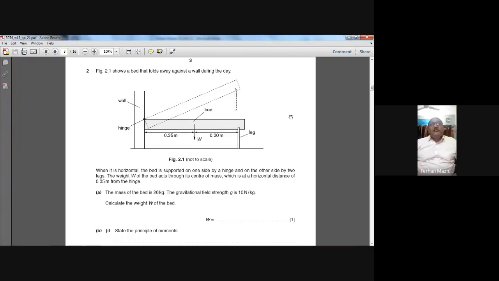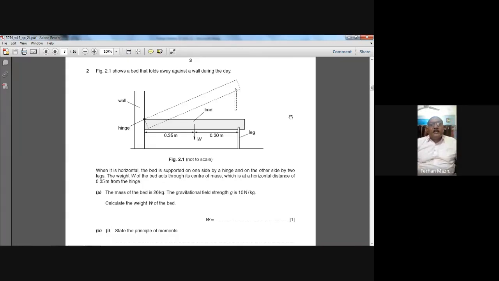acts through its center of mass, which is at a horizontal distance of 0.35 meter from the hinge. A part: the mass of the bed is 26 kg. The gravitational field strength g is 10 Newton per kg. Calculate the weight of the bed.